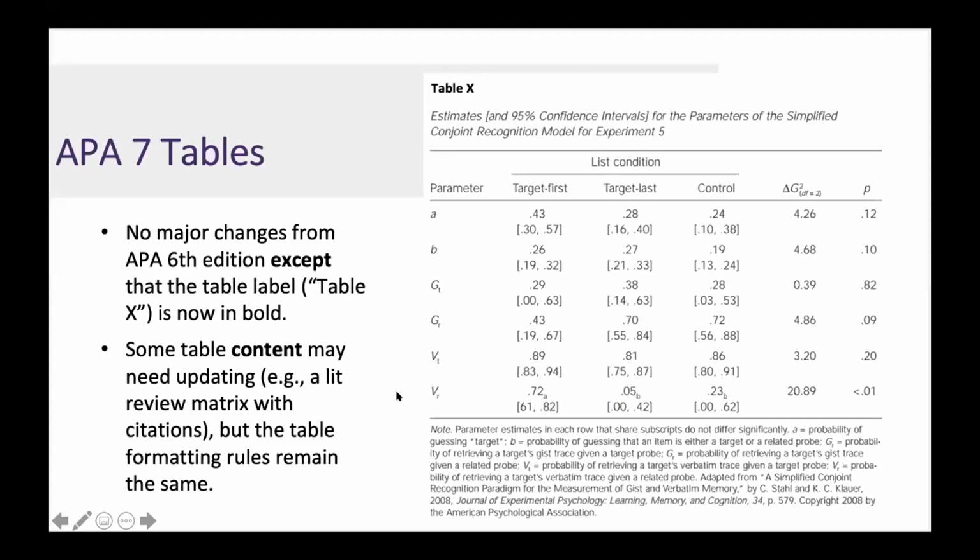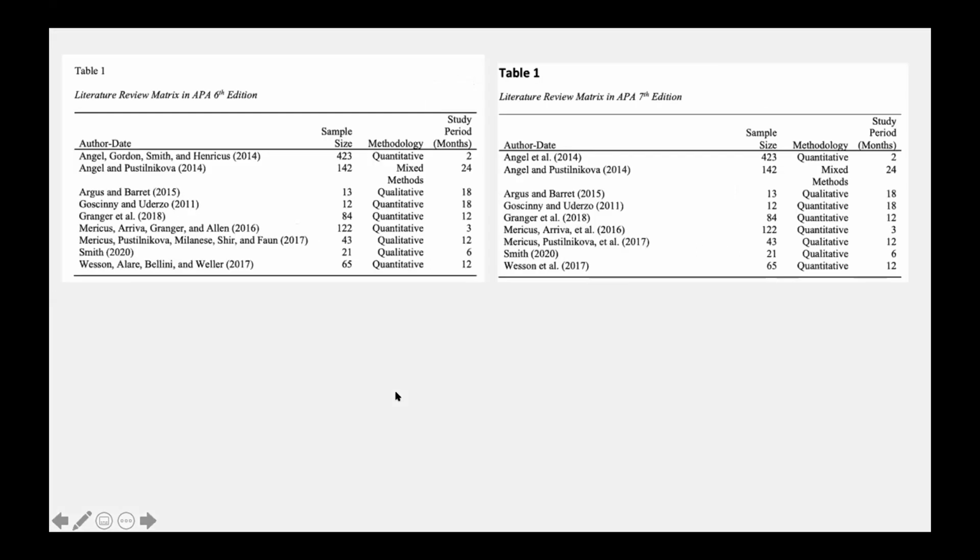So if you have tables set in your draft and you're wondering how to update it, just go and do a find search for capital T Table with a space after it. And then each time you find one of these tables, bold the label. And then you'll be done with converting your tables over.